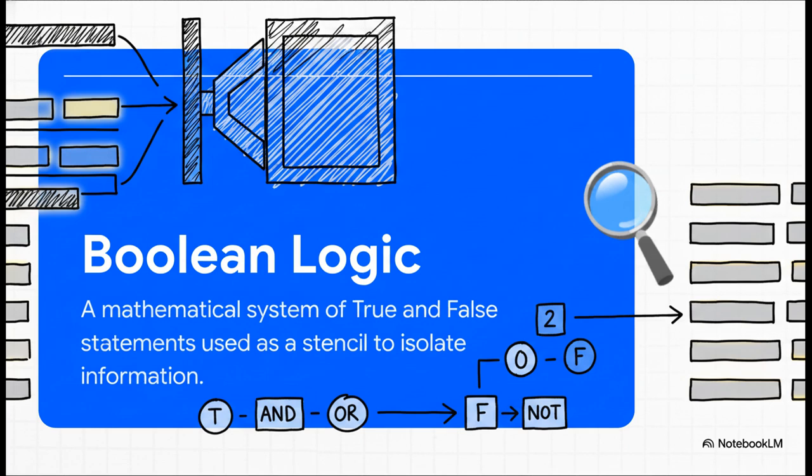Now, this relies entirely on that Boolean logic we talked about. Remember those true and false statements? The crucial point here is that in a programmatic framework, we don't manually select or highlight rows. Actually, scratch that. It's more like we create a logical stencil.